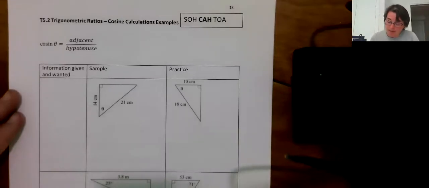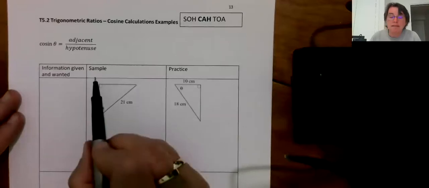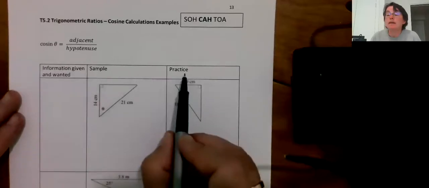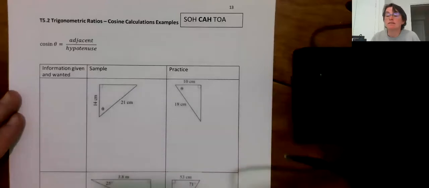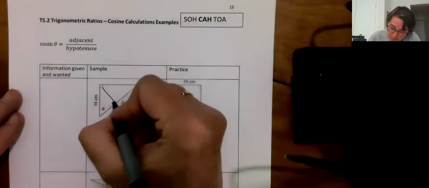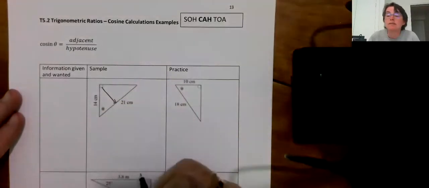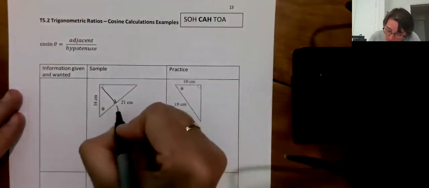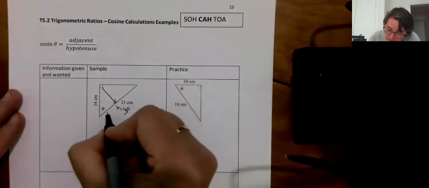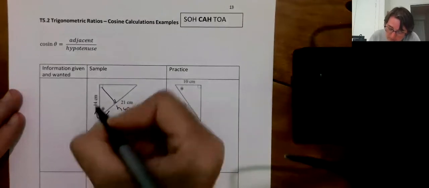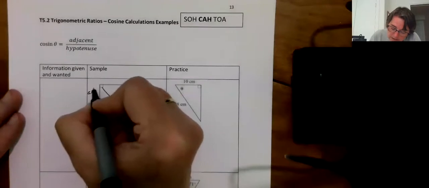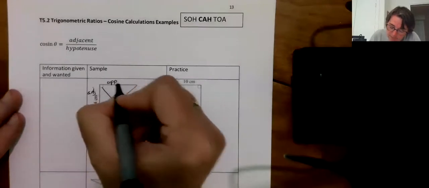So let's start off by labeling. The idea is I'm going to do a sample, and then I want you to turn off the camera and do the practice, and then turn it back on and see that we agree. Labeling, first step always. Don't know what to do on a right triangle, label it. Hypotenuse, around the angle, adjacent, and opposite.